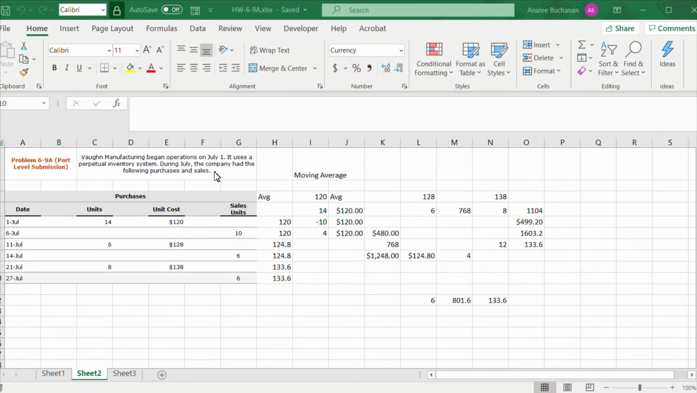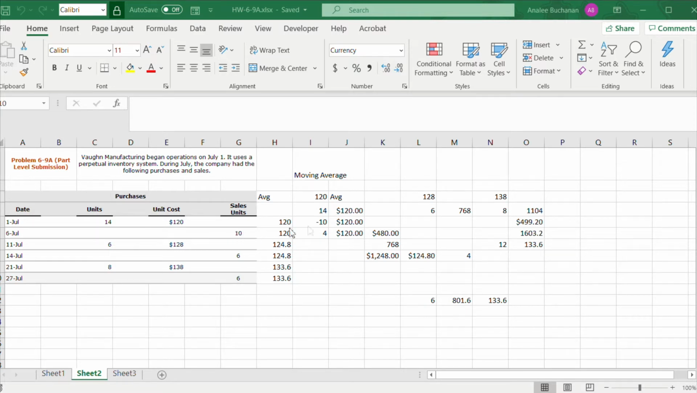Question number 9A wants us to find the moving average of the inventory for Vaughn Manufacturing for July. So they give us this information here, what day each thing happened, and we start with 4, each at a cost of $120. Since there's only one price, their average is $120. So that's the first answer.